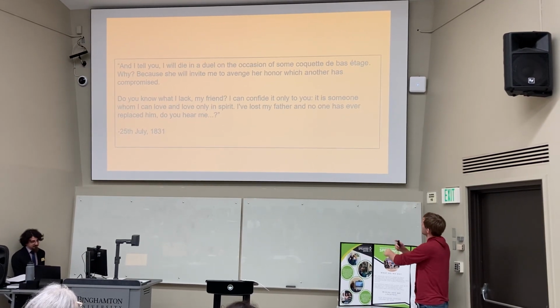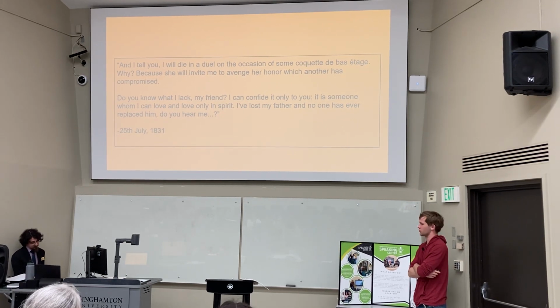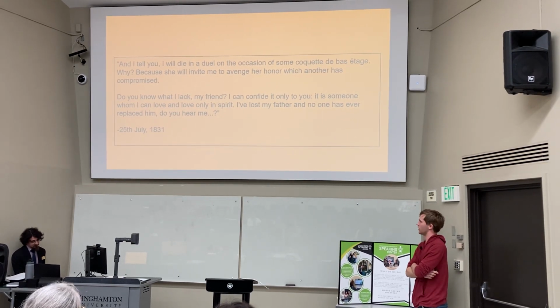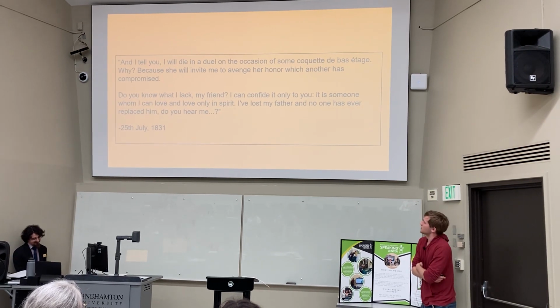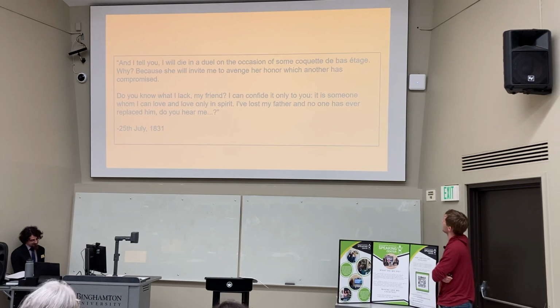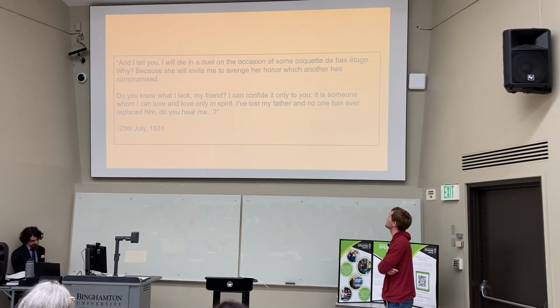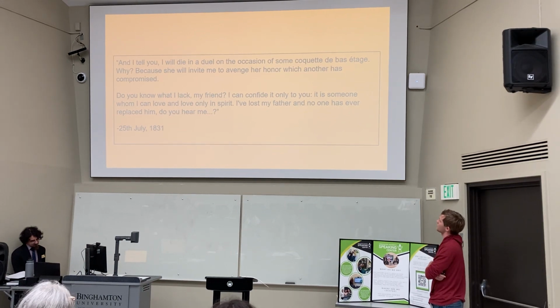This is an important quote that he wrote in his letter. He wrote this letter in jail after he got inebriated for the first time. He says, "And I tell you, I will die in a duel on the occasion of some coquette de basse étage. Why? Because she will invite me to avenge her honor, which another has compromised.